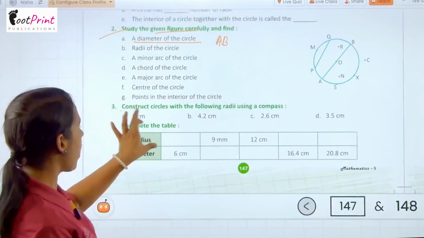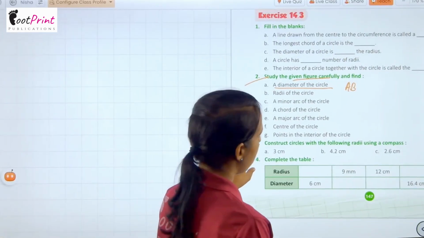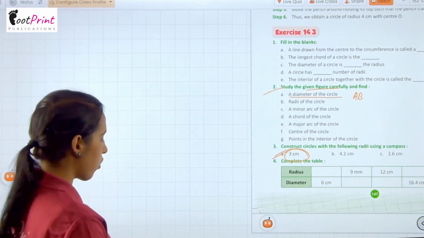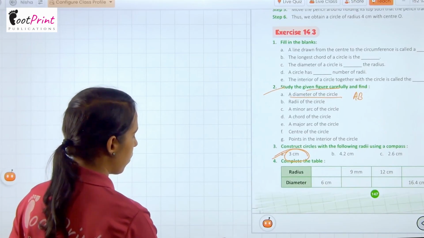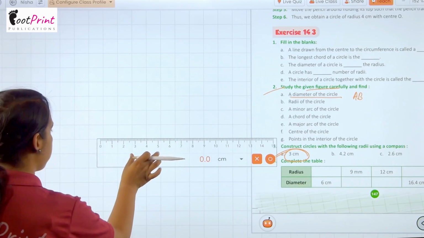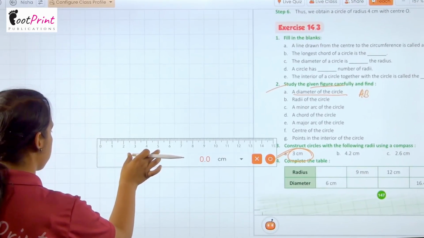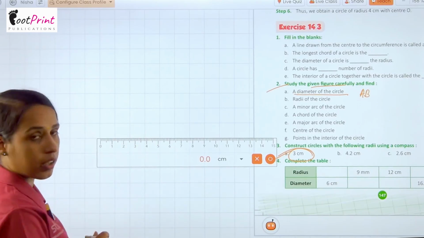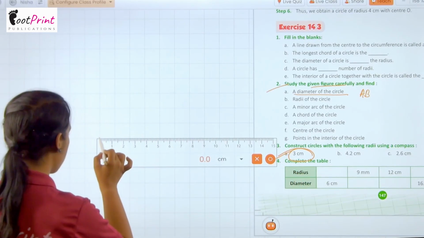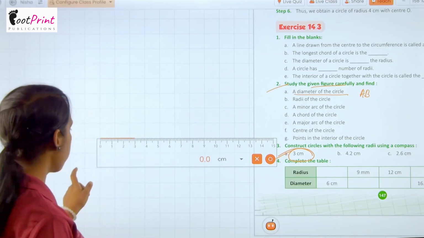Now we have question number 3. In this we have to construct a circle, and the radius is given here. First one is 3 centimeter. So let's see how we make it. First we take a ruler, and then here we have a radius of 3 centimeter. So from 0 to 3, here we mark 3 centimeter of radius.